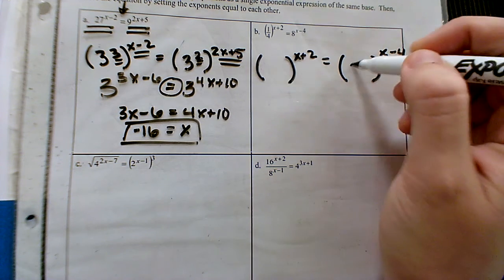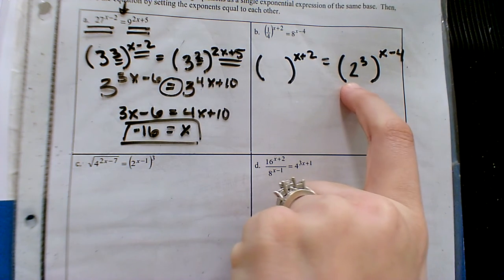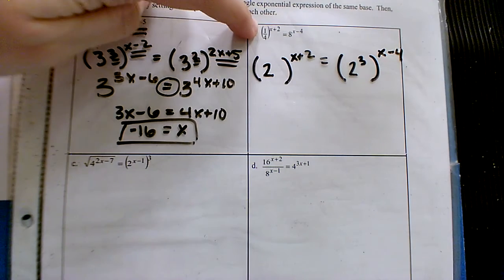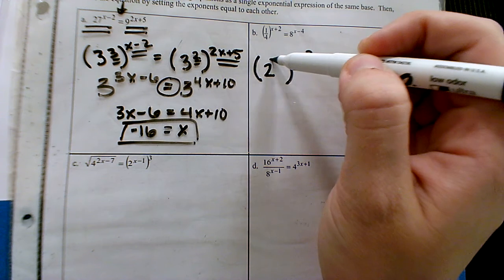Yeah? 2 to the 3rd. So if you choose the base of 2 for the number 8, you have to have 2 to some power to represent 1/4. Can we think about what the power should be on this 2 that would give you a 1/4? Yeah? How'd you get that? That's good.